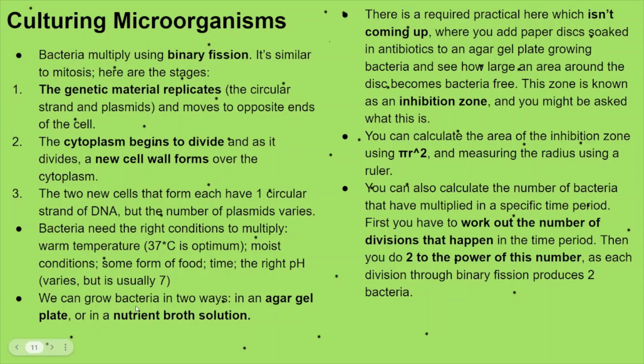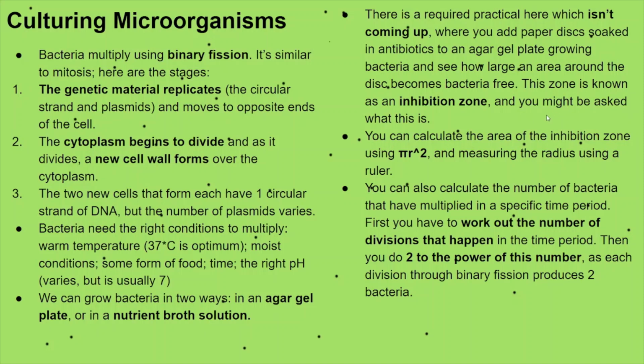In the lab, we can grow bacteria in two ways, in an agar gel plate or in a nutrient broth solution. You will have probably done it in an agar gel plate at school. There's a required practical which isn't coming up in anyone's exam, where you add paper discs soaked in antibiotics to an agar gel plate growing bacteria, and you see how large an area around the disc becomes bacteria-free, and this zone is known as an inhibition zone. Think of it as the area in which bacteria is inhibited from growing.